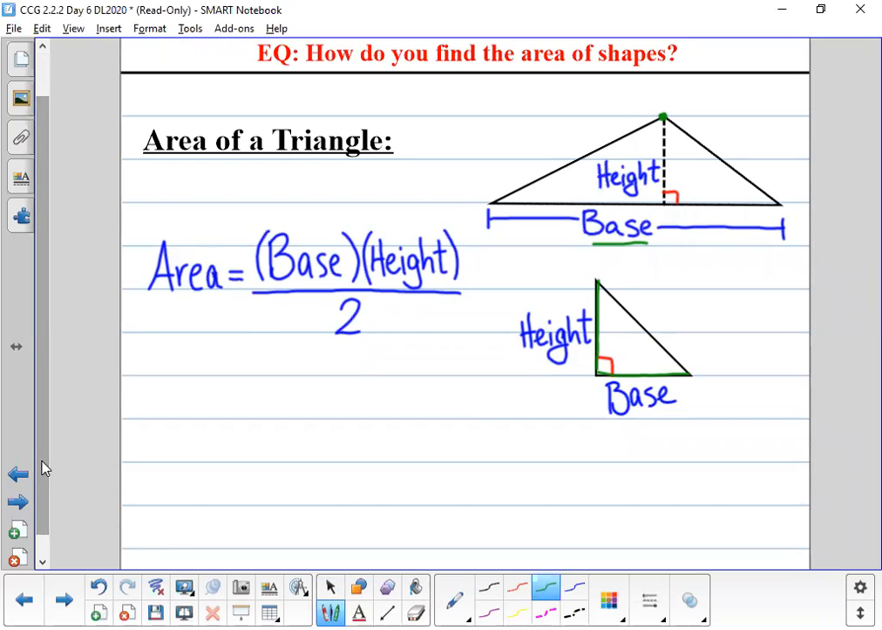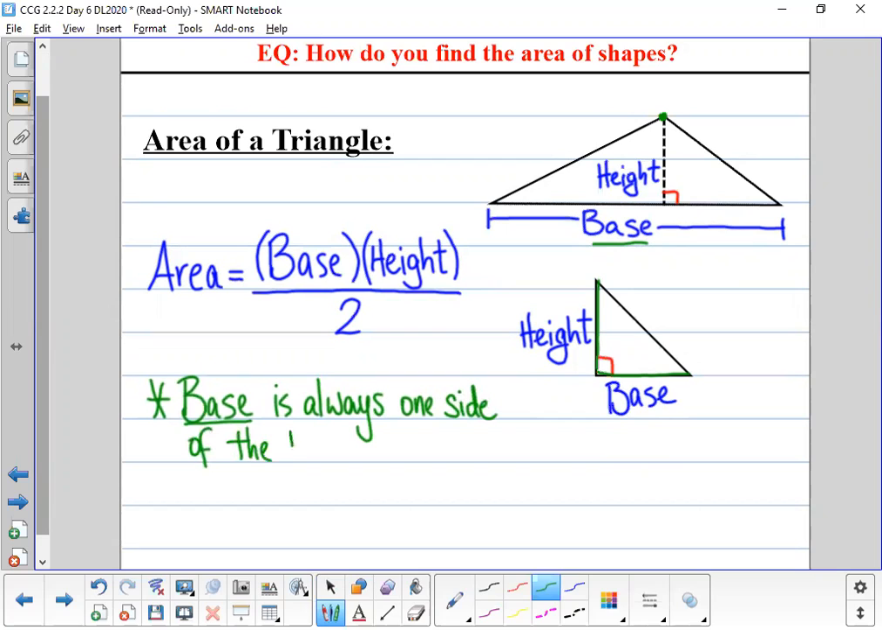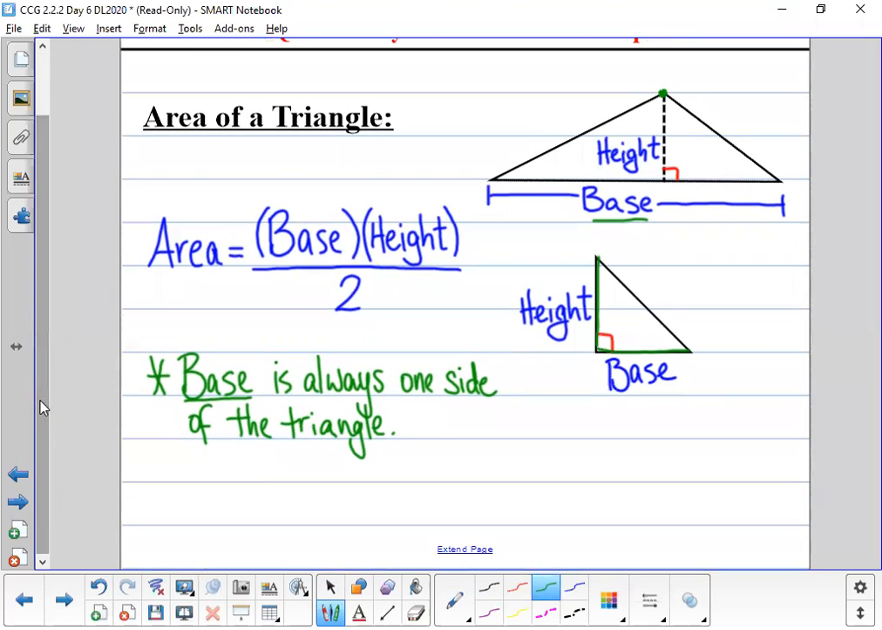Okay, so here are some things I want you to add to your right side notes here. The base is always one side of the triangle. You can use any one of the sides as the base. But then depending on which side you choose, that would change up what height you need to use.